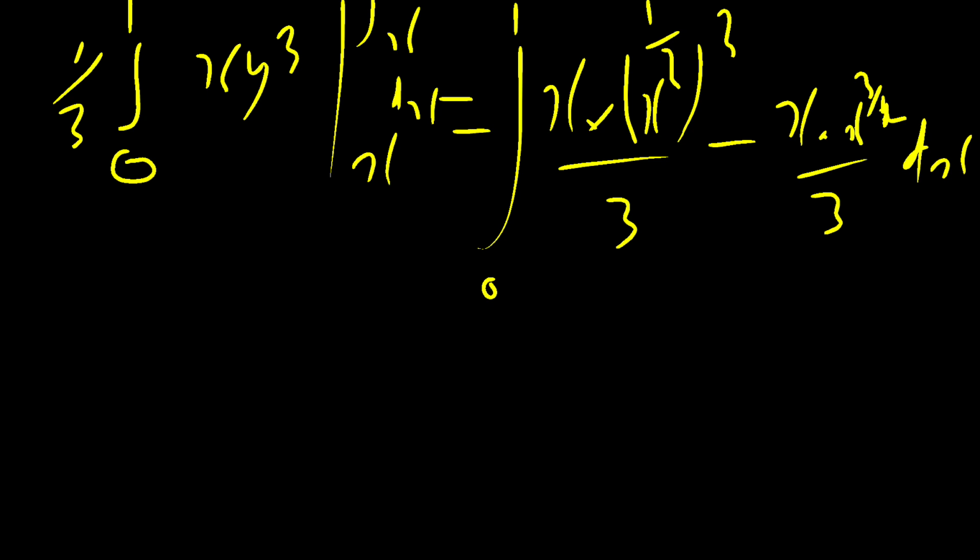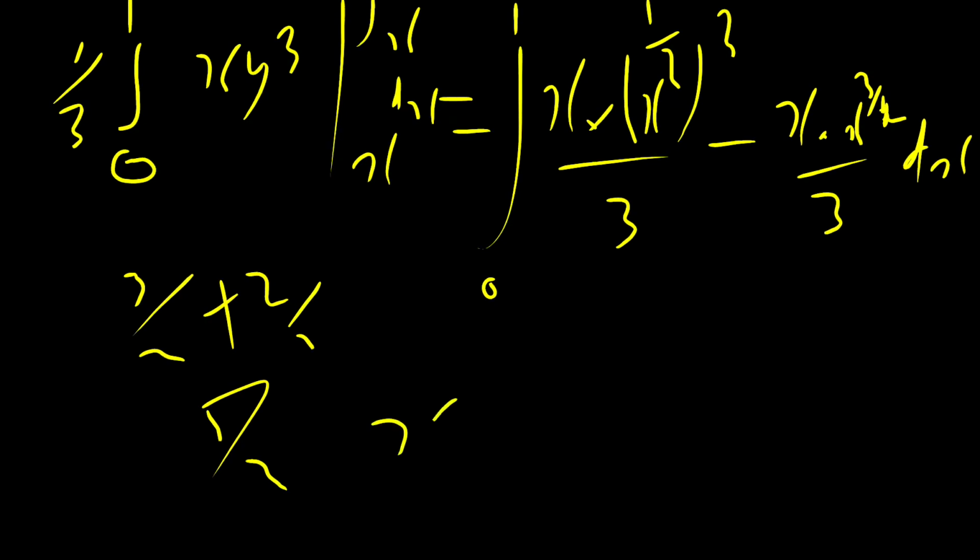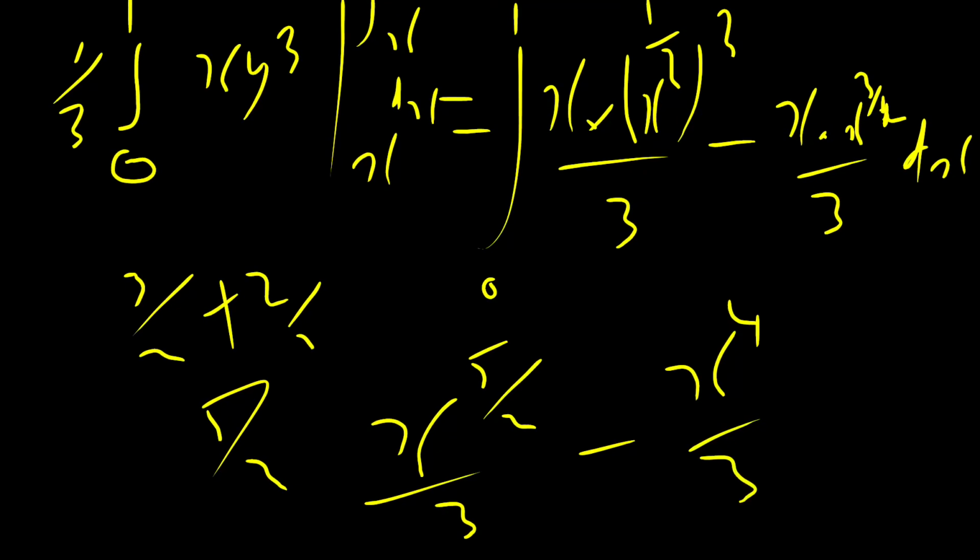That's 1. So what we are having is 3 over 2, and we are adding this to power 1, which is equal to 2 over 2, which is 5 over 2. So we are having x to the 5 over 2, still over 3, take away 4, x power 4 over 3.